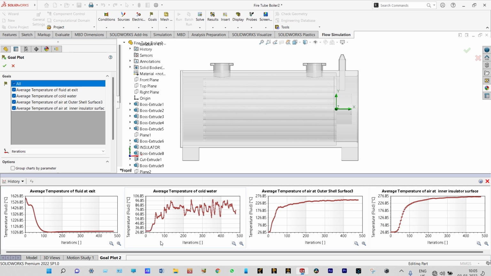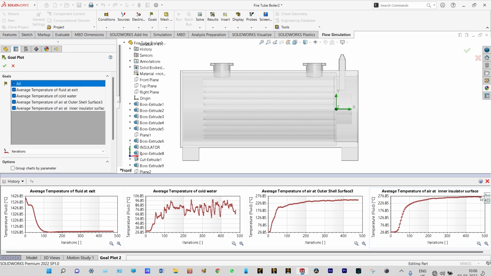1047.65 degrees centigrade. And average temperature of air at outer shell surface, initially it was 30 degrees centigrade and finally it has come up in the range of 473.25 degrees centigrade. And finally, average temperature of air at the inner insulator surface, it is in the range of 473 degrees centigrade.